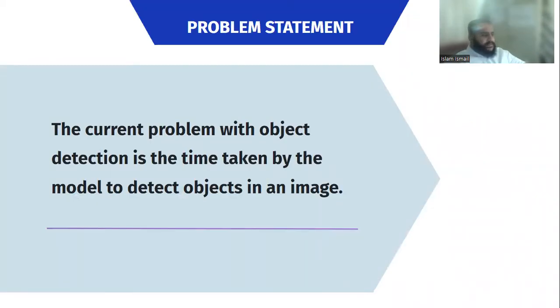My problem statement: the current problem with object detection is the processing time taken by the model to detect objects in an image. By using a model with a similar architecture that has fewer convolutions, we arrive at a model that is smaller and requires fewer resources to train, and we can minimize the time taken by the model to detect objects in the image.